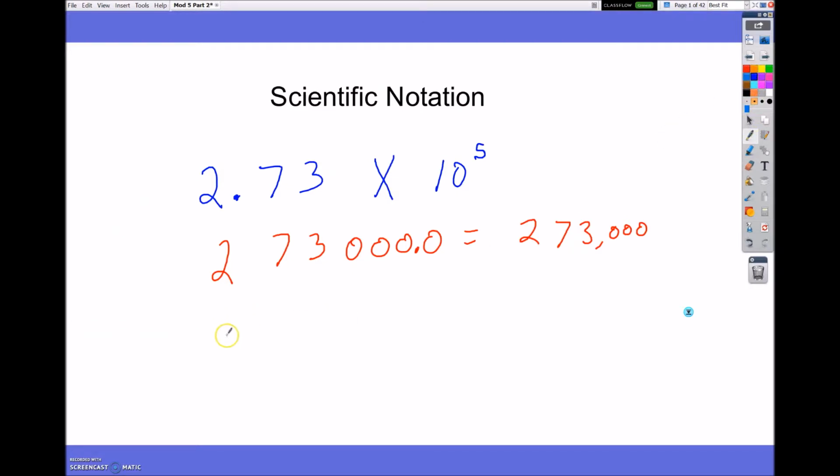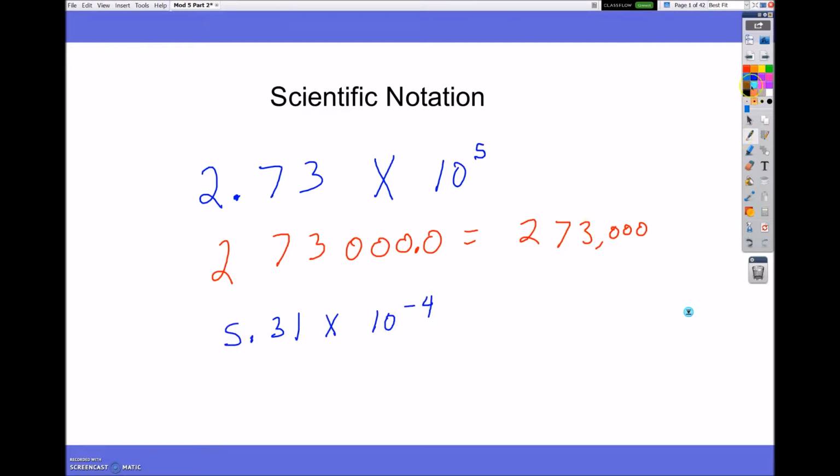The other way to do this is look at numbers that are very small. So for instance, if I had 5.31 times 10 to the negative fourth power, anytime you have a negative exponent in scientific notation, what you're going to do is move the number to the left.